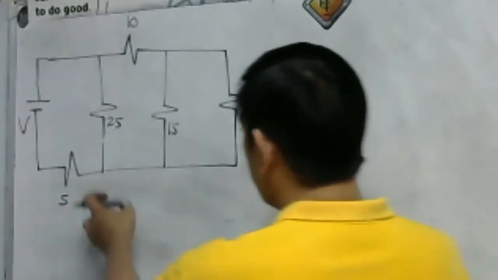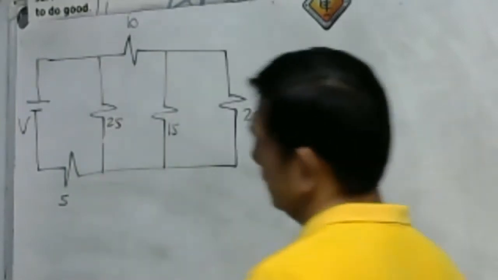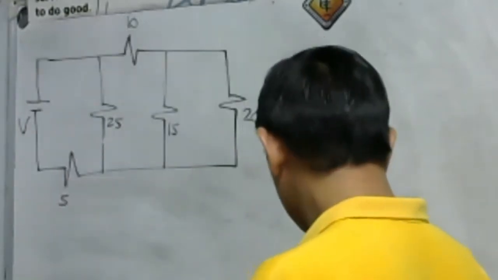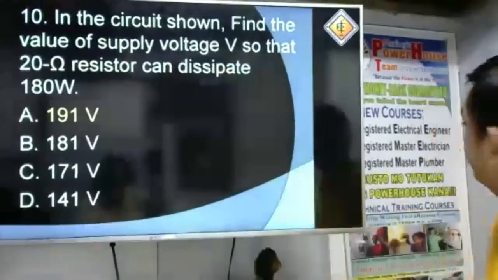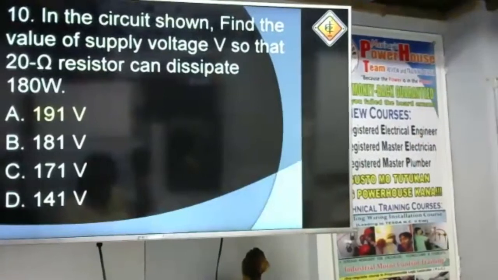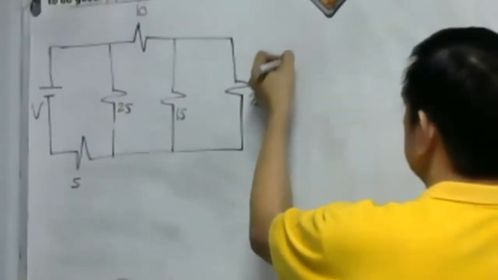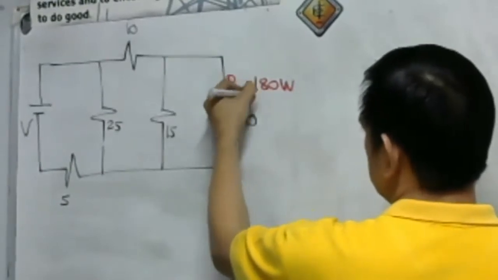Okay, so we have 5 ohm, we have 25 ohms, we have here 10, we have 15, then we have here 20. There is a question here. In the circuit shown, last problem na po ito. Find the value of supply voltage E so that the 20 ohm resistor can dissipate 180 watts. That is the power in the 20 ohm resistor.